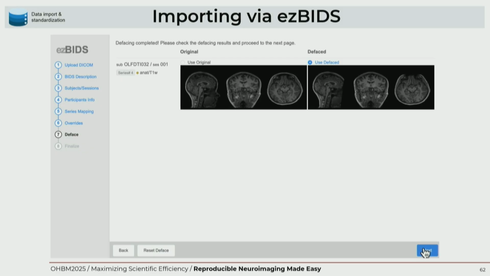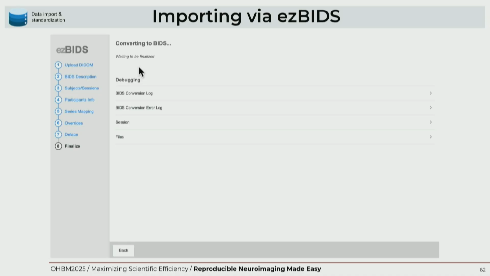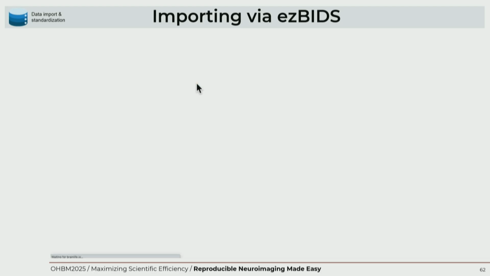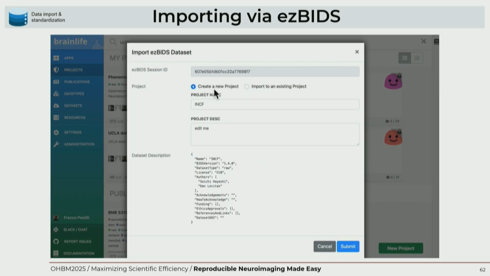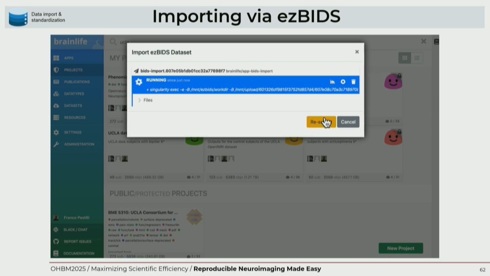So you can also deface your data and anonymize it. And then once you finalize it, we can download it or push it straight into a BrainLife project where then you can start analyzing and running your project. So here we've got download as a zip or send to BrainLife, which we've just clicked on. And after we send it to BrainLife, it's immediately saying, okay, we can create a new project for this BIDS data set that we've just imported, and then it stages it and pulls it so that we can actually start analyzing.